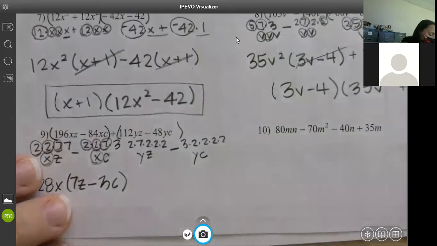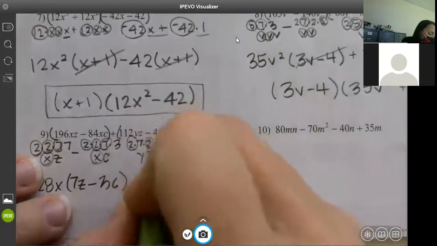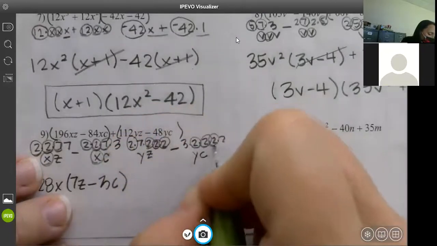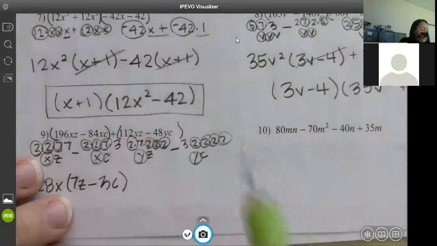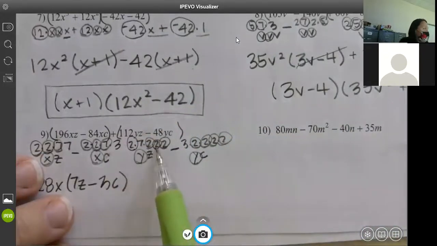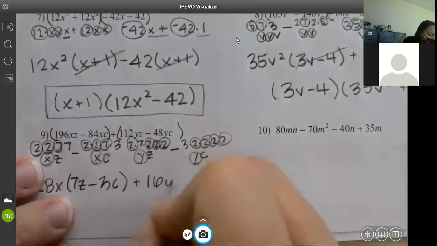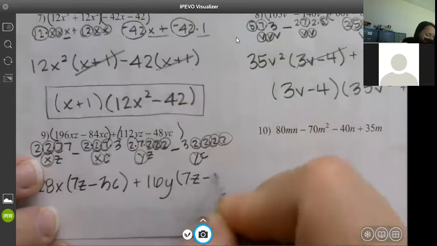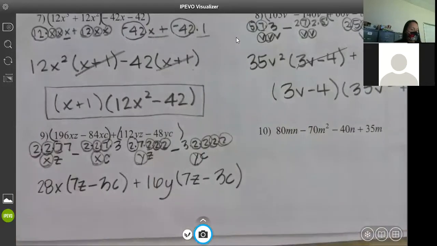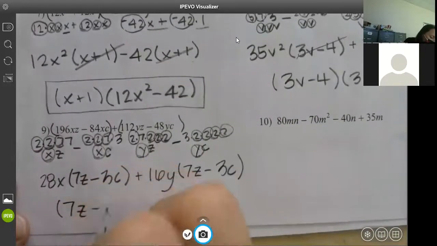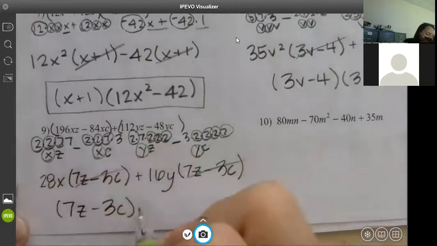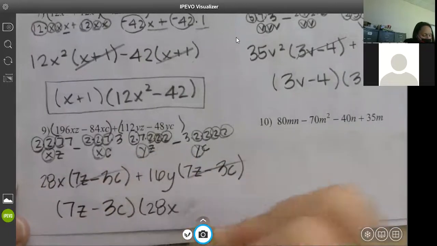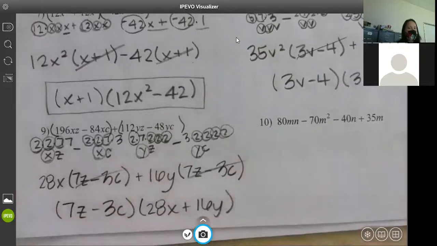What's in common? Four 2s, yeah. And the Y. 4 2s, 2 times 2 is 4, times 2 is 8, times 2 is 16. And a Y, you said? Read what you have left over. 7Z minus 3C. Perfect. Parentheses are exactly the same, so we write those down. 7Z minus 3C. What did we leave outside? 28X plus 16Y. Great job.